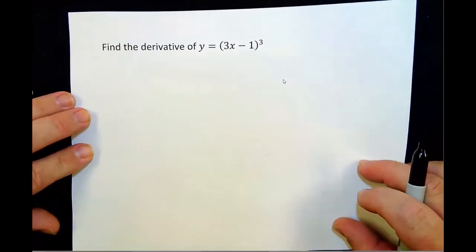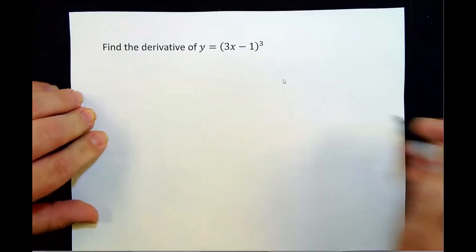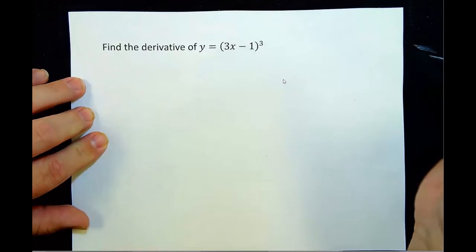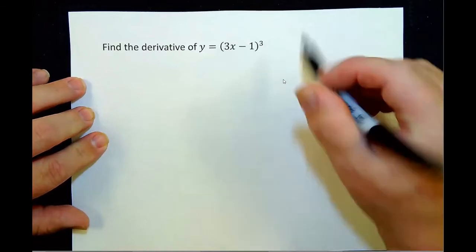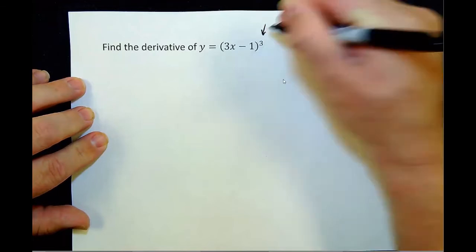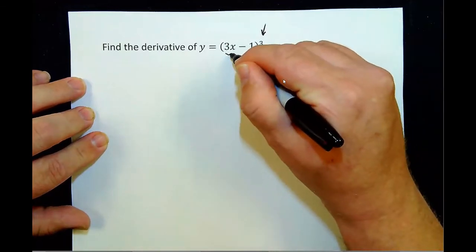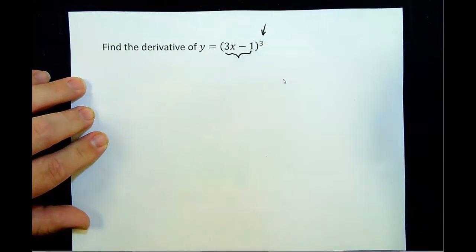Let's find the derivative of (3x minus 1) cubed. All right, so I want to find the derivative of this. I kind of need to identify the two functions. Well, the first function is this cubed that's hanging out outside. That's the outside function. The inside function is this 3x minus 1.